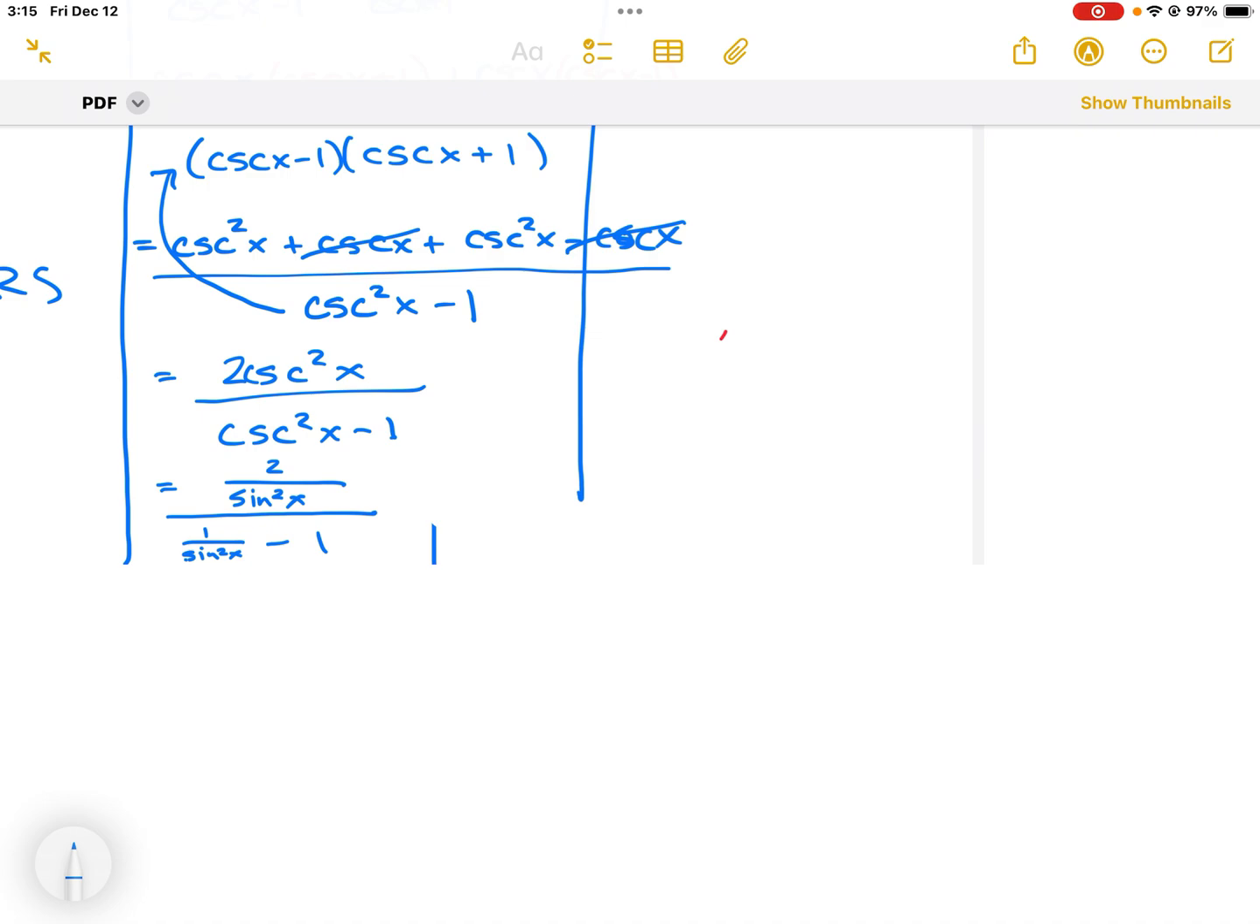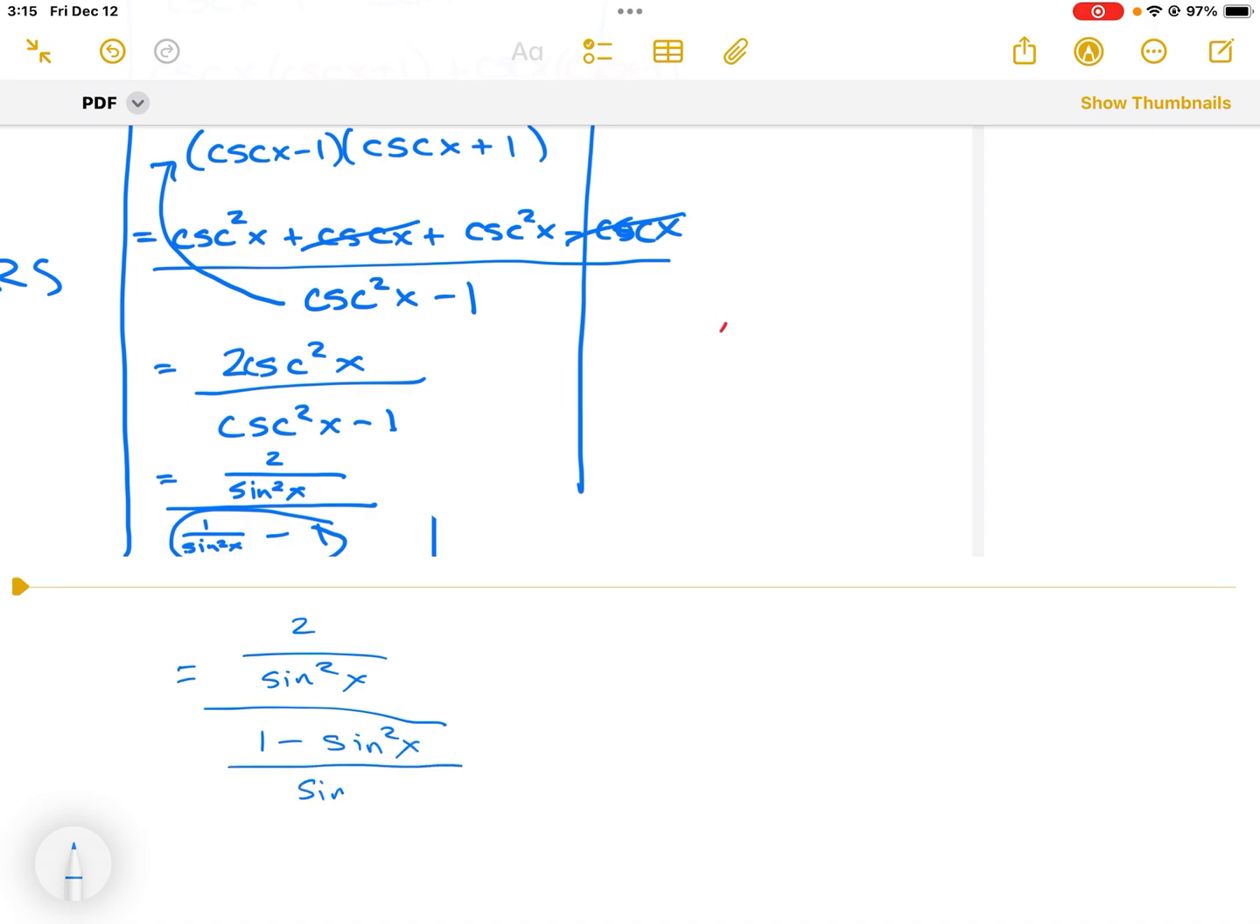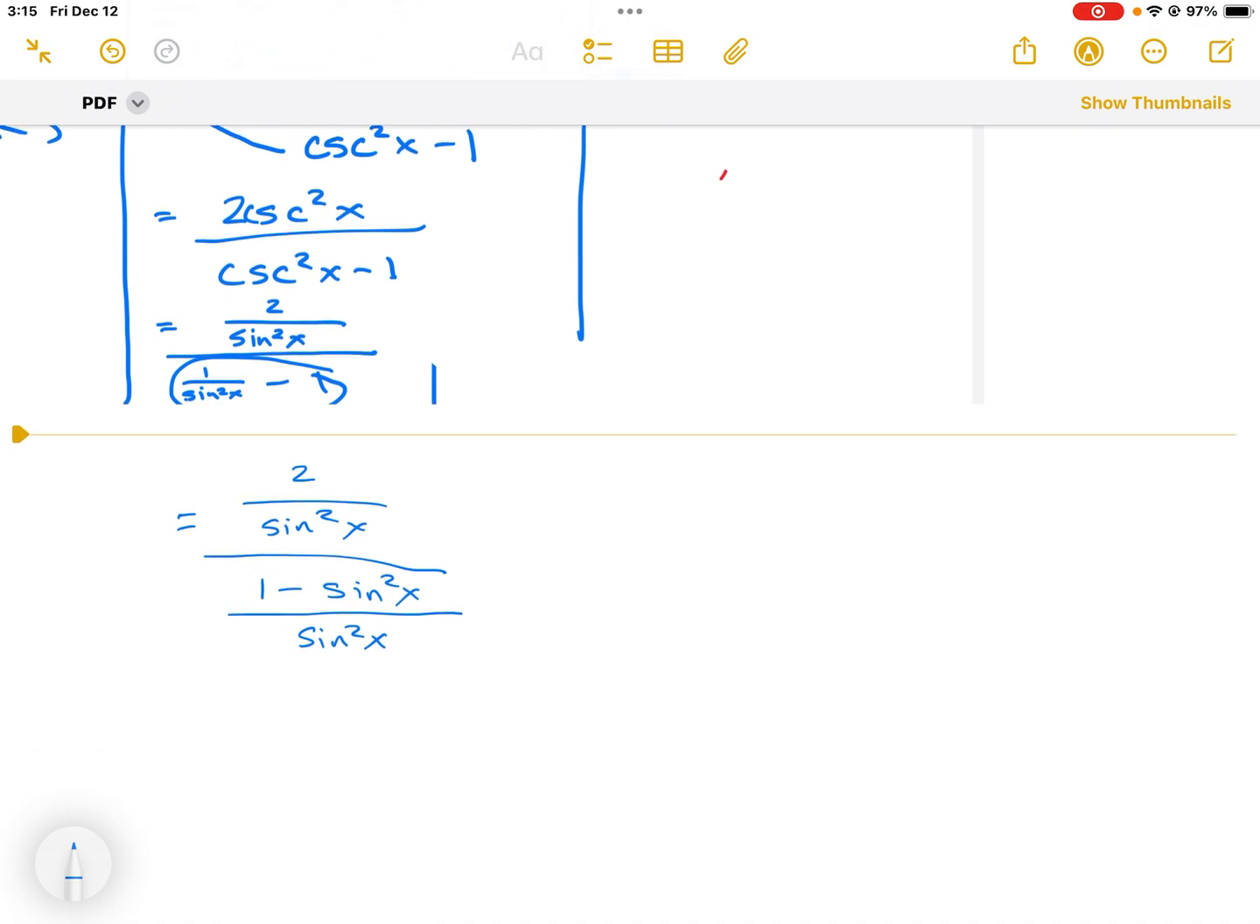I'm going to go down a little bit more here. So now I've got a triple decker fraction or 4-layer fraction here. Before I do division, I need this to be a common denominator. So I've got 2 over sine squared x all over 1 minus sine squared x with a common denominator of sine squared x. I changed my term of 1 into sine squared over sine squared. Now I've got 2 over sine squared x divided by 1 minus sine squared x over sine squared x.